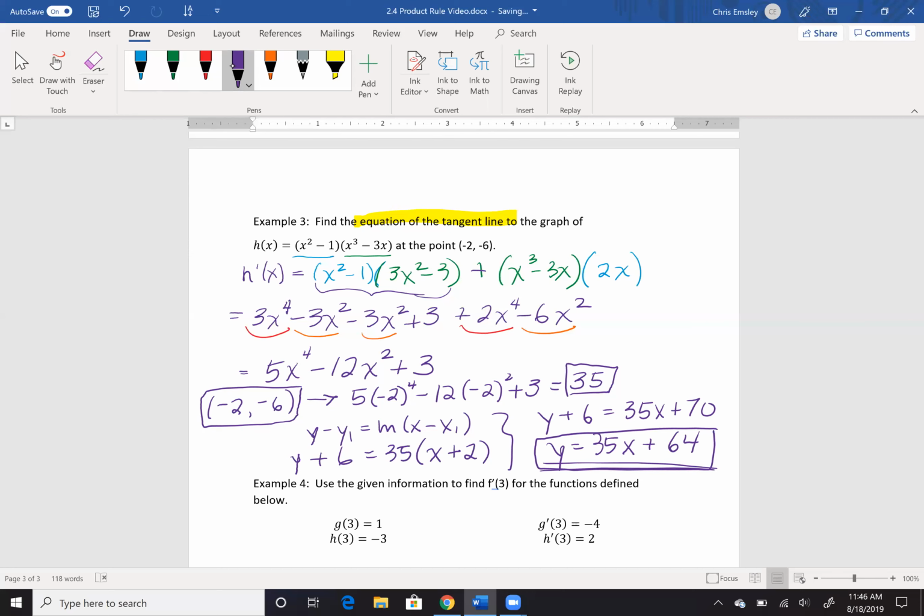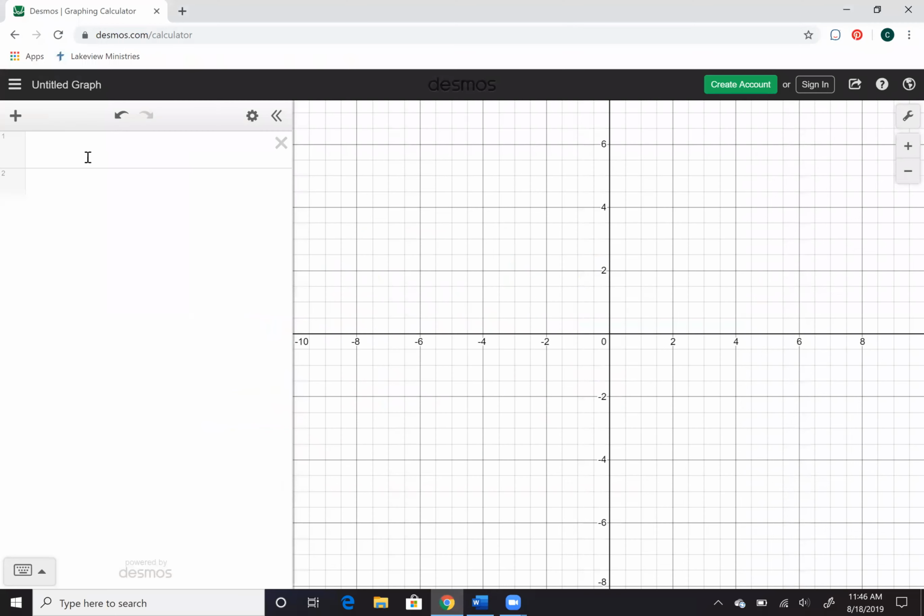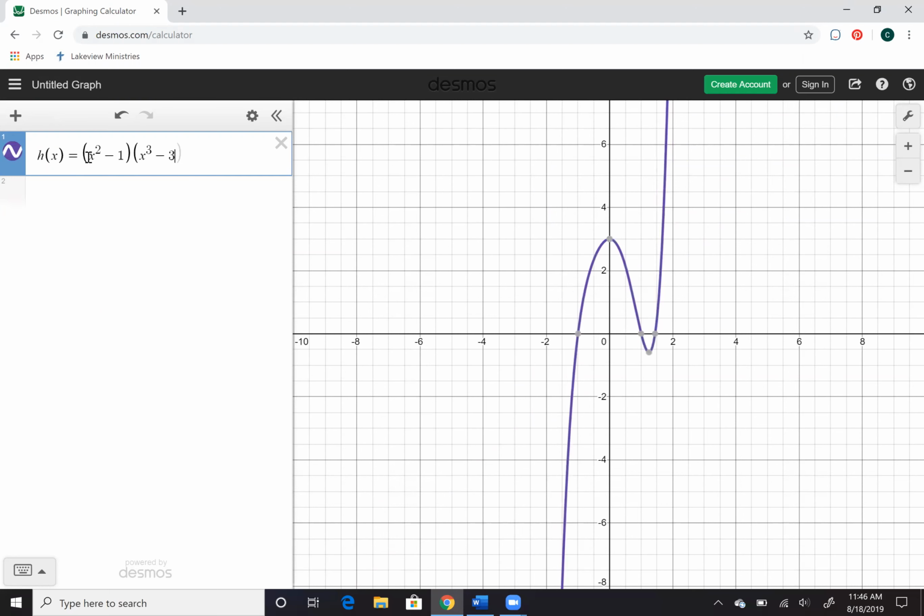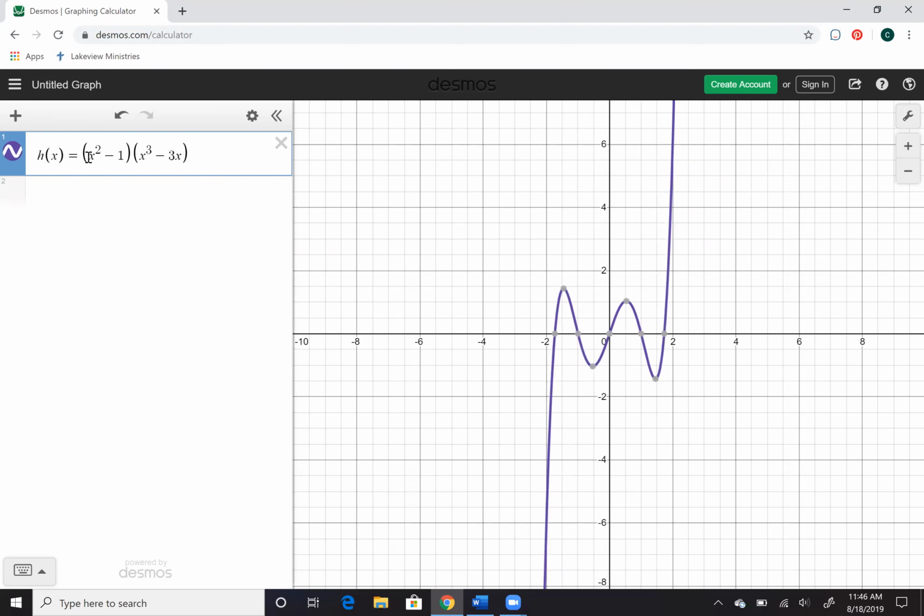One thing that I just want to show you real quick, if we pull up Desmos and look at the graph that goes with that problem, just so you can see what's going on here. Our original function that they gave us in the problem was x squared minus 1 times x cubed minus 3x. Okay, well, that's a nice funky little polynomial there, all kinds of curves in it. And they asked us to find the tangent line at the point -2, -6. Okay, so there's our point, that black dot.